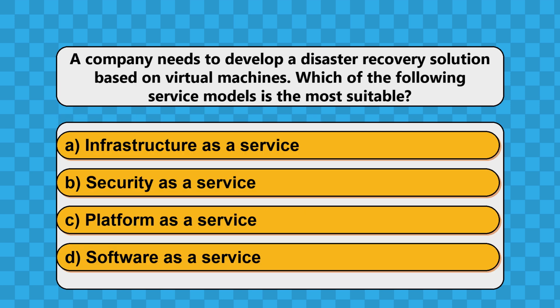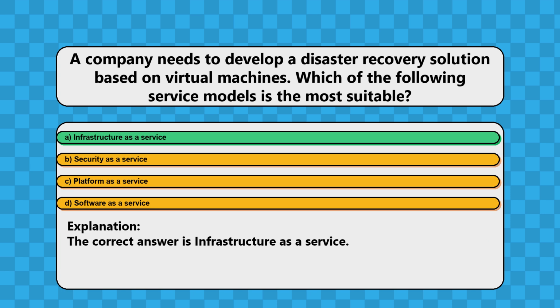Question 13. A company needs to develop a disaster recovery solution based on virtual machines. Which of the following service models is the most suitable? Option A, infrastructure as a service. Option B, security as a service. Option C, platform as a service. Option D, software as a service. The correct answer is option A, infrastructure as a service.